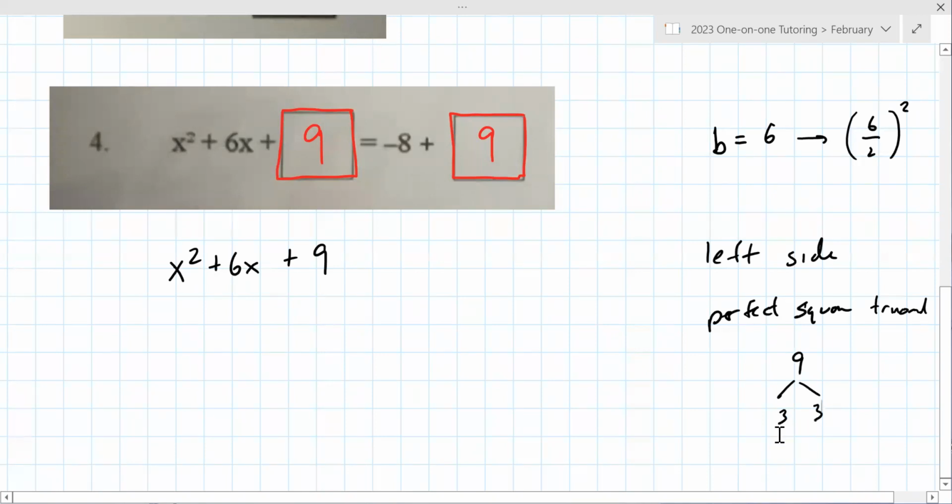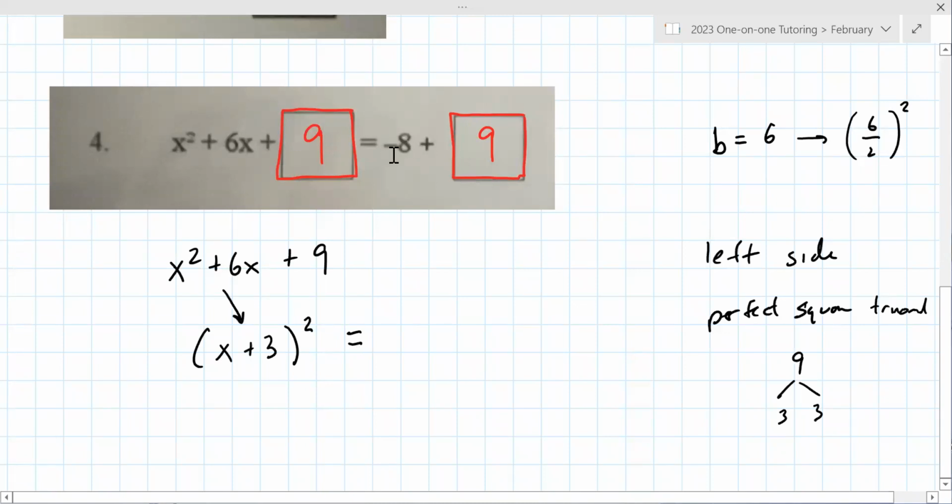So maybe there was a better way. You can take the square root of the last number, and it becomes (x + 3) squared. Do you remember us doing that? Okay. The reason it's plus is because of the plus right here before the 6x. That's what maps down.